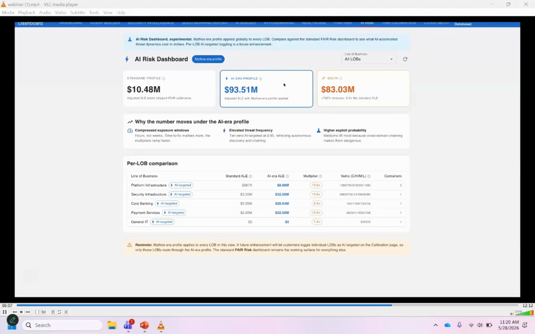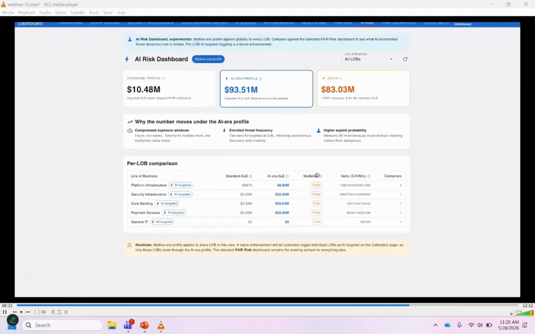The threat frequency goes up because more vulnerabilities reach exploitable status faster. Exploit probability goes up because automated reproduction collapses the cost of weaponizing a finding. And the loss event frequency cap is lifted because in the AI era, the rate of incidents per workload can credibly hit numbers that the standard profile would treat as implausible.